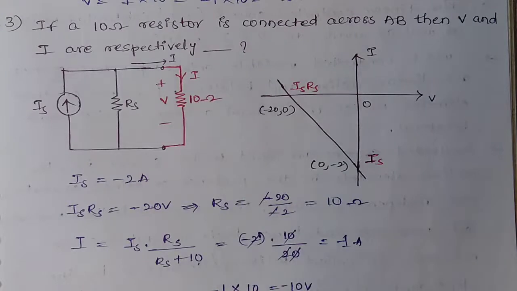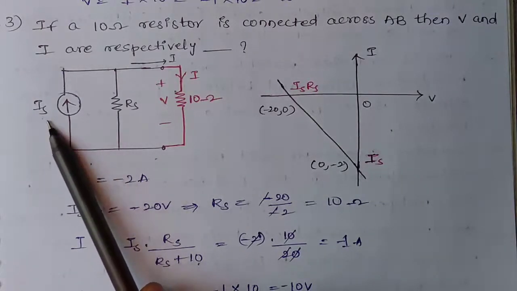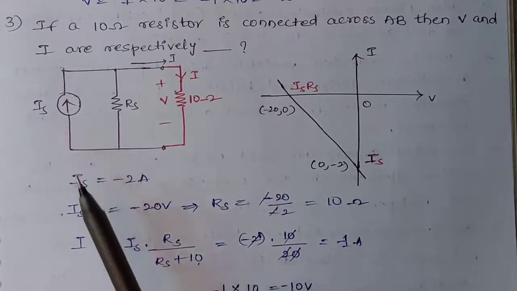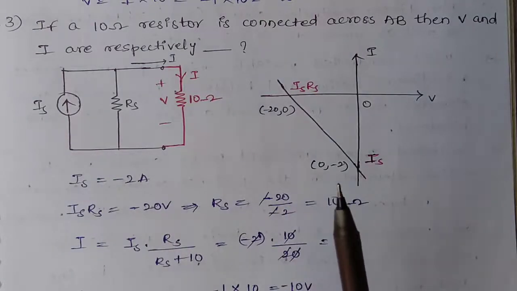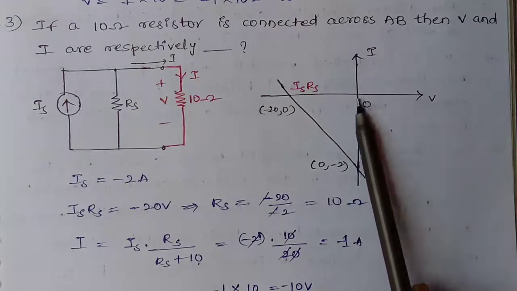It is very simple. Pause the video and try it. I hope you have got the solution. Now look at my solution. Here we are given the current source value. That means you need to directly take the current source value. Now look at this graph, these characteristics.